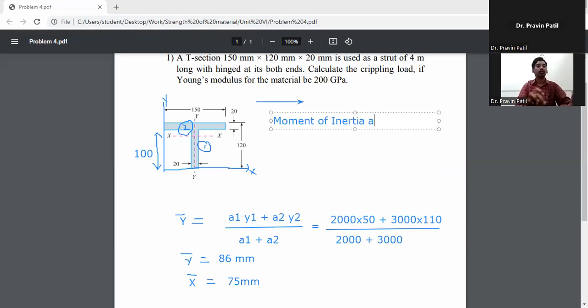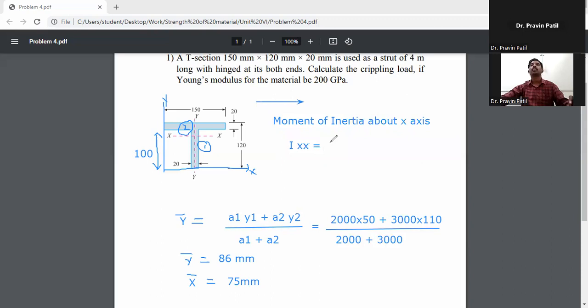Moment of inertia about the x-axis. About the x-axis, the section is unsymmetrical. So by the law of parallel axis, Ix is equal to the summation of Ig plus A h square.